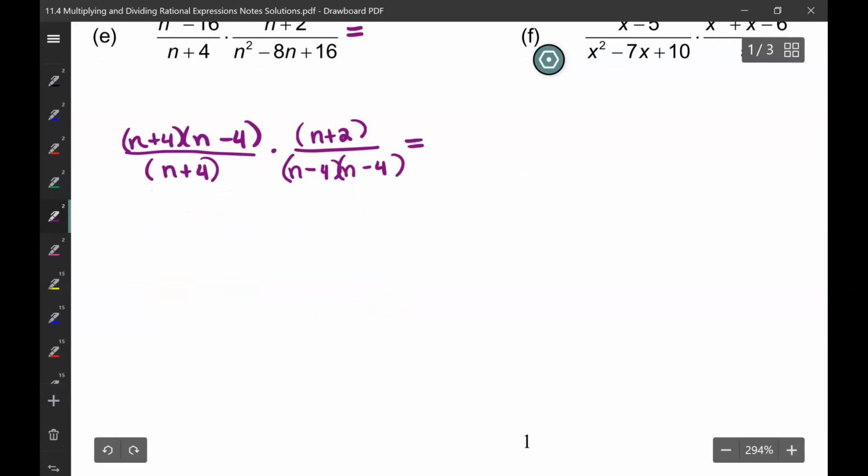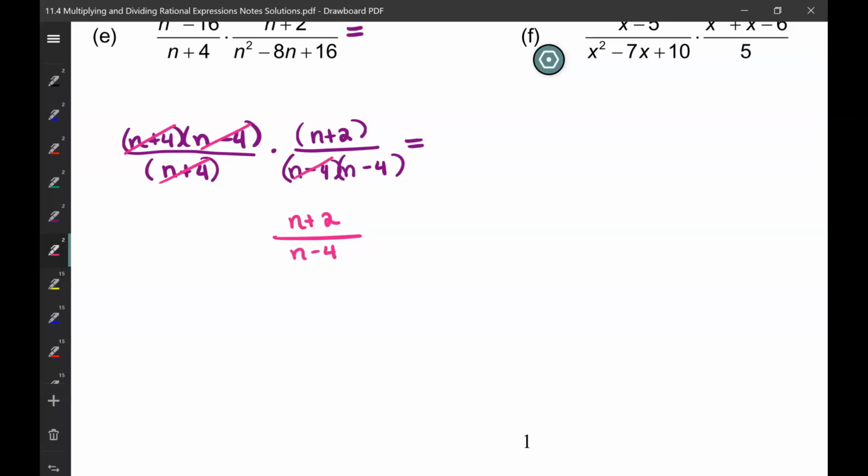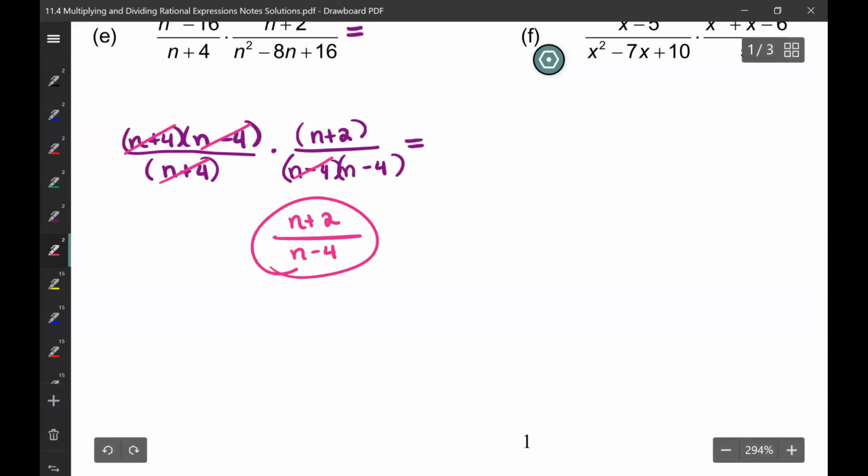Okay, so let's take a look. What can we cancel? Well, in the first expression, the n plus 4's in the numerator and denominator will actually cancel. And then here, this n minus 4 will cancel one of the n minus 4's. So what do we have left out of the whole expression? We have an n plus 2 in the numerator and an n minus 4. And we can't reduce this any further. Okay, so n plus 2 over n minus 4, it's not like you can cancel the 2 and the 4. When it's attached to a plus or a minus sign, we cannot cancel.